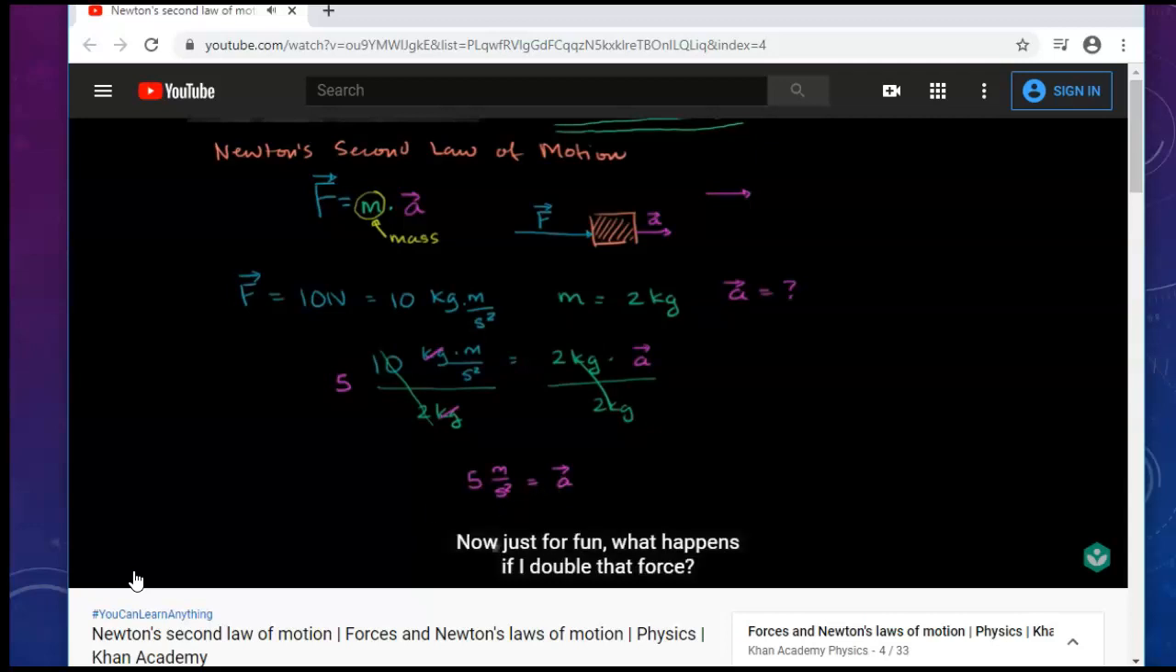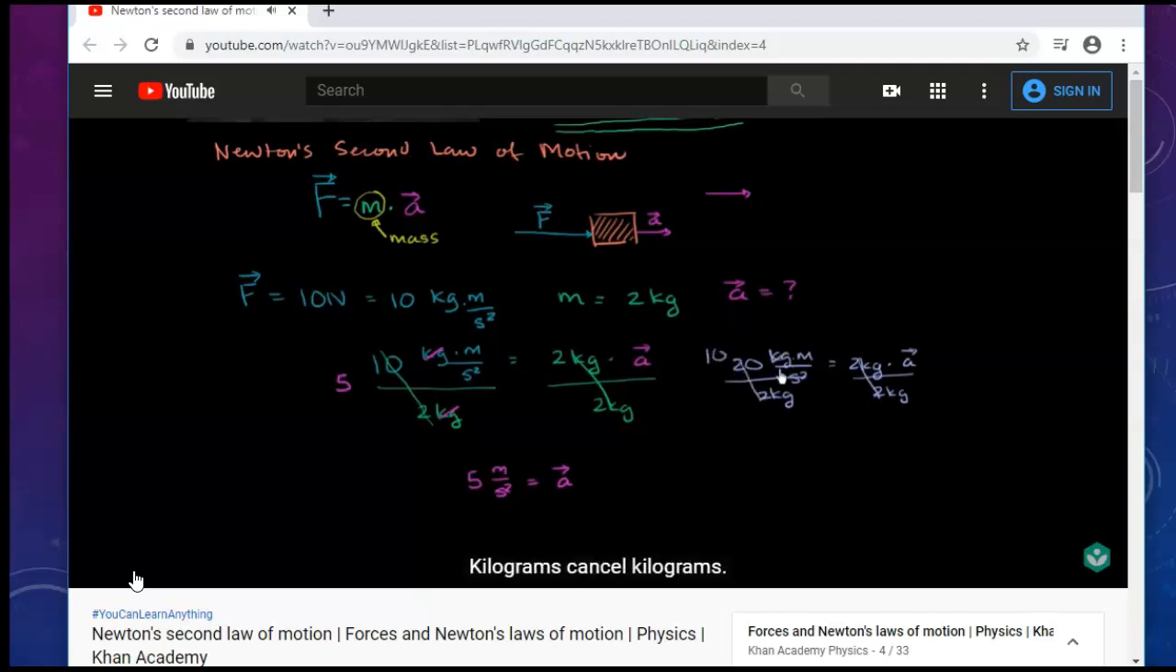Now, just for fun, what happens if I double that force? Well, then I have 20 newtons. I'll actually work it out. Then I have 20 kilogram meters per second squared is equal to 2 kilograms times the acceleration. Divide both sides by 2 kilograms. What do we get? 20 divided by 2 is 10. Kilograms cancel with kilograms. And so we have the acceleration in this situation is equal to 10 meters per second squared. So when we doubled the force, we went from 10 newtons to 20 newtons, the acceleration doubled. It went from 5 meters per second squared to 10 meters per second squared.